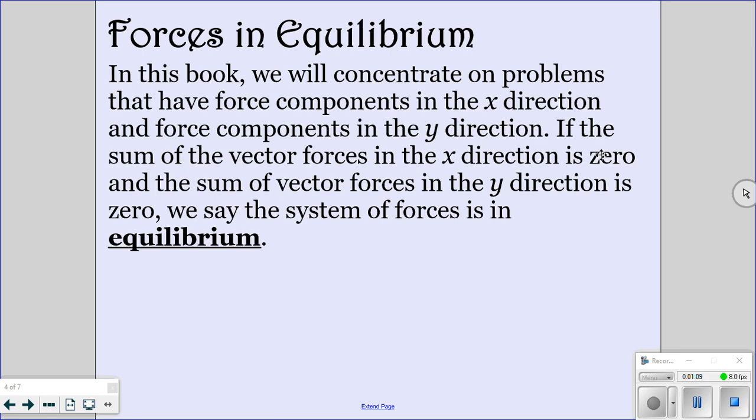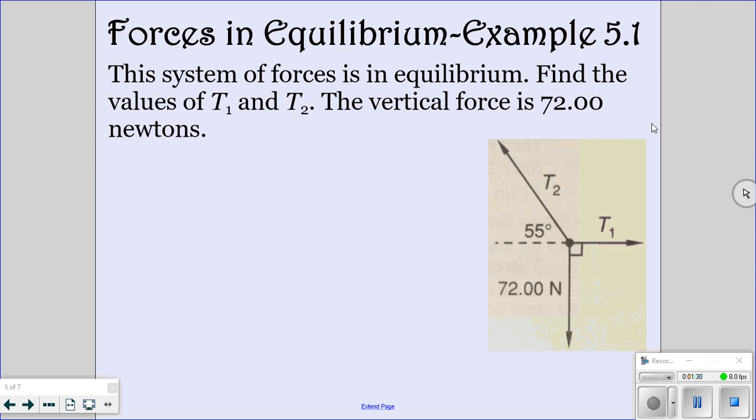So in this book, we are going to concentrate on problems that have force components in the x direction and force components in the y direction. If the sum of the vector forces in the x direction is 0 and the sum of the vector forces in the y direction is 0, then that's when it is in equilibrium. And so that's what we're going to be looking for, making the x's equal 0 and making the y's equal 0. So here we go.